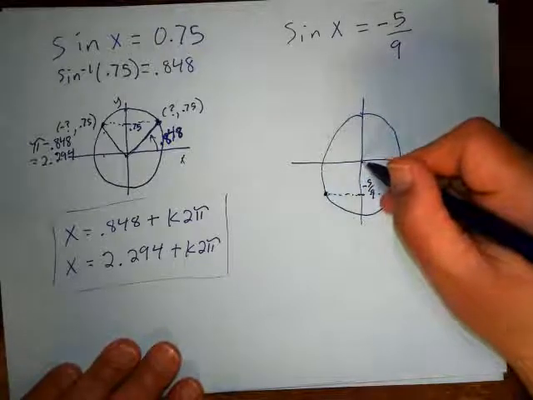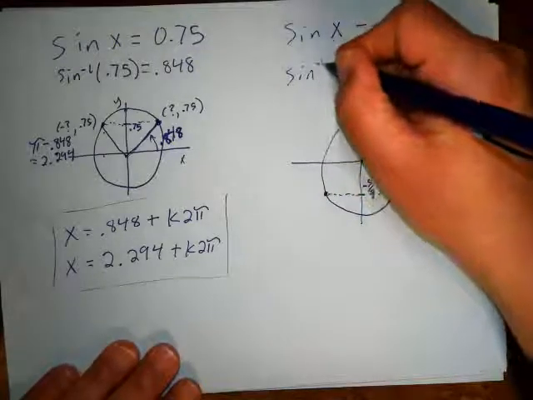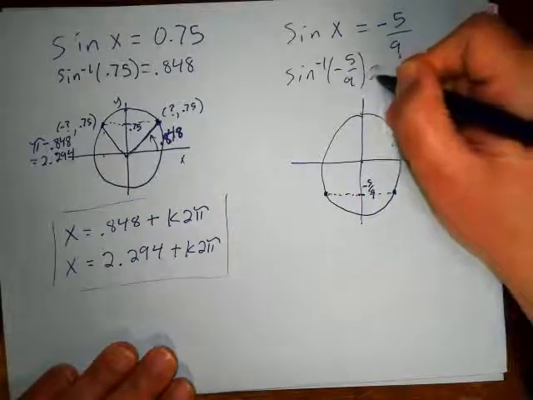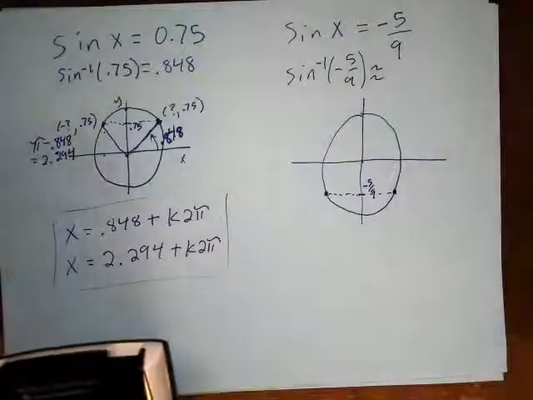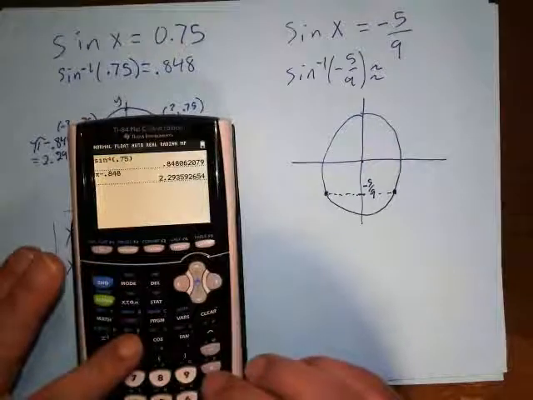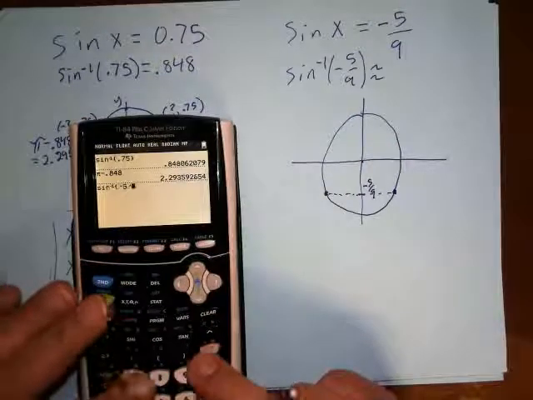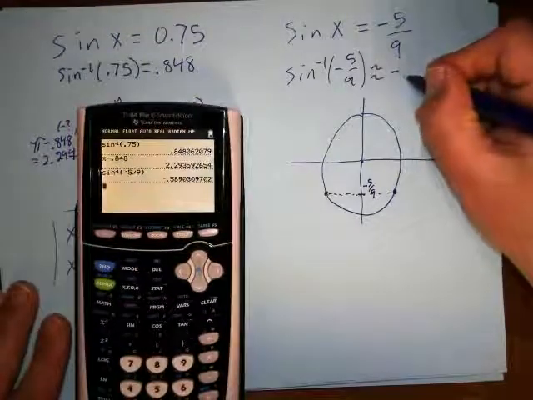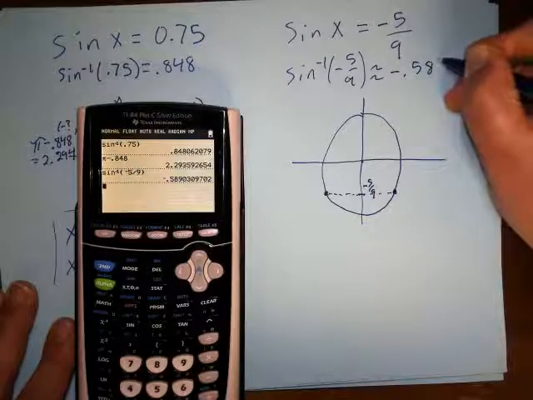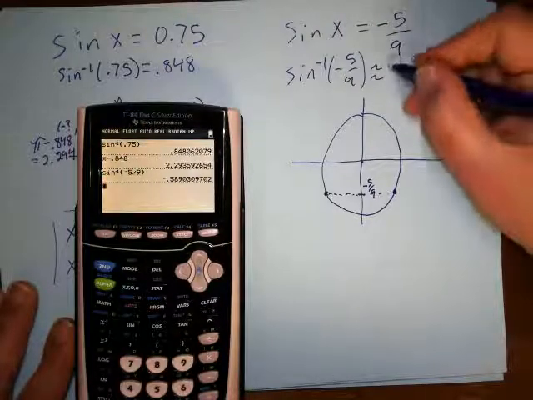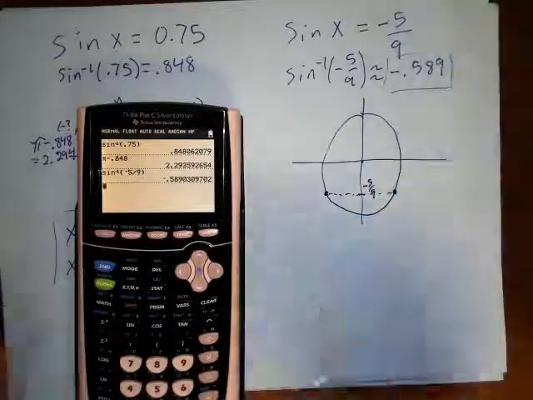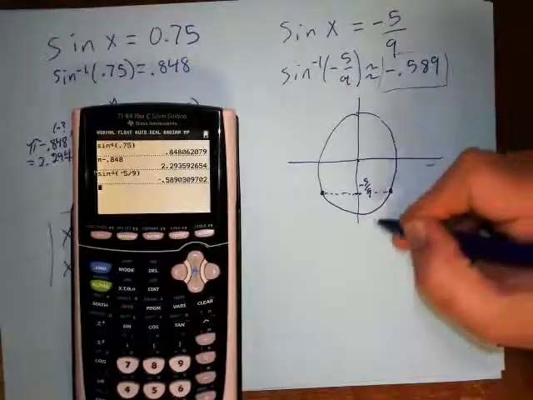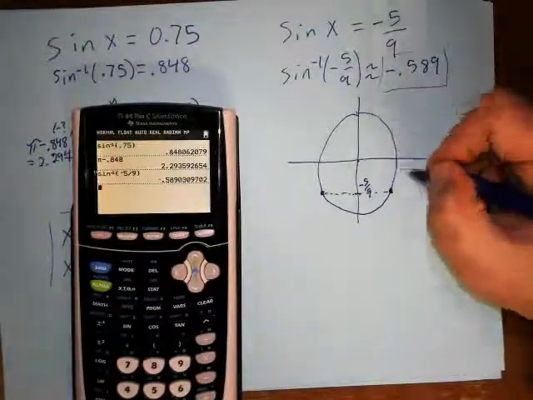Now let's do the sine inverse of negative 5/9, and see what we get. Okay, sine inverse of negative 5/9 is, and notice we get a negative value here, negative 0.589 is what I get here. So if you remember, the sine inverse always gives you an angle between negative pi over 2 and pi over 2. It'll give you one of those angles.